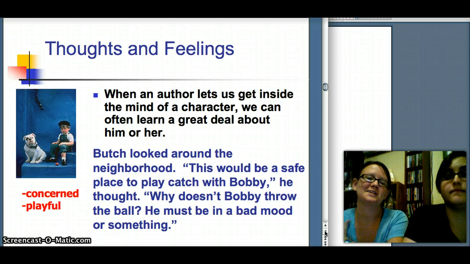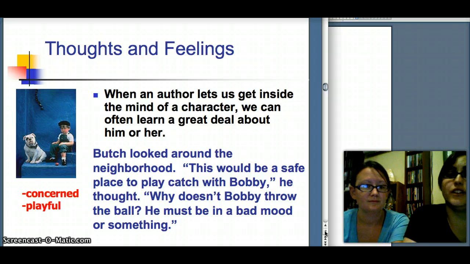This story is kind of fun because we've got the perspective from Butch the dog. So we've got Butch and Bobby, and Butch the dog says, "Butch looked around the neighborhood. 'This would be a safe place to play catch with Bobby,' he thought. 'Why doesn't Bobby throw the ball? He must be in a bad mood or something.'" So from here, we can get that Butch the dog is concerned and playful.